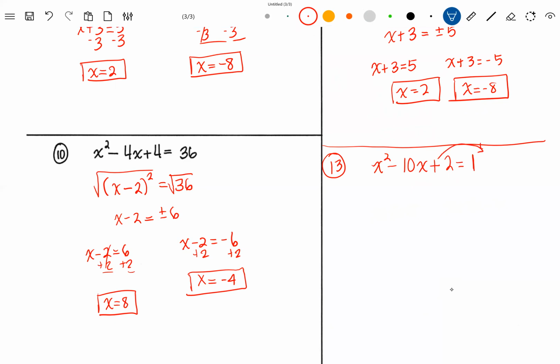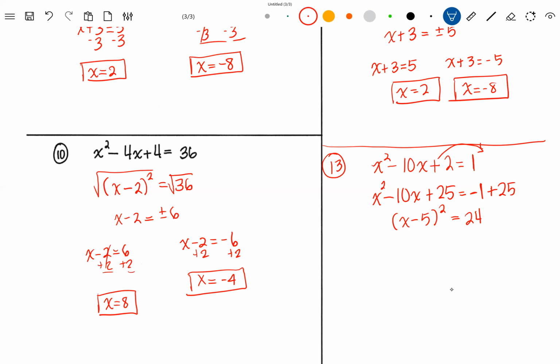I'm going to move that 2 over by subtracting 2. When I move that 2 over, I leave a space, and 1 minus 2 is -1. So now I have to complete that perfect square trinomial on the left-hand side. And the way I do that is I half 10, which is 5, and then I square it. Half of 10 is 5, 5 squared is 25. But remember, if you add 25 to the left-hand side, you have to add 25 to the right-hand side. Now this x squared minus 10x plus 25 is a perfect square trinomial that I can write as (x - 5) squared. And -1 plus 25 is 24.